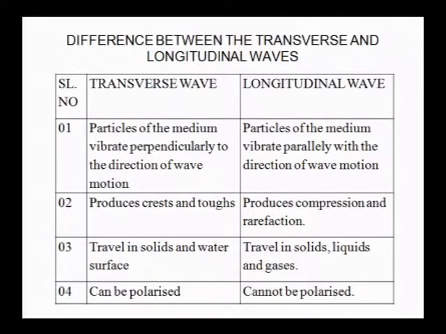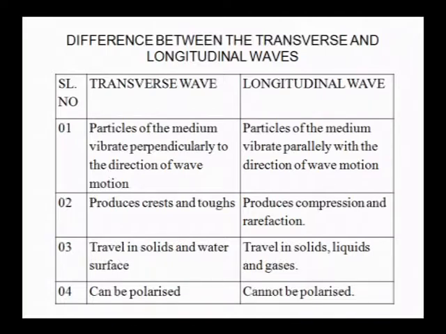The second difference, as I told earlier, is that a transverse wave is represented by crests and troughs. The maximum amplitude represents crests and the minimum amplitude represents troughs, whereas a longitudinal wave is represented by compressions and rarefactions. The medium either gets compressed or rarefied. That represents a longitudinal wave.